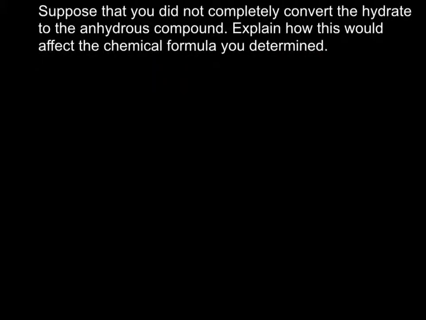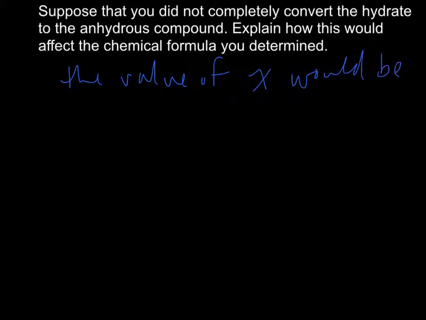So suppose you did not completely convert the hydrate to the anhydrous compound. Explain how this would affect the formula we got. Well, the value of X would also be lower, since the ratio of copper sulfate to water would be affected. So if you got a ratio of 1 to 2, you really didn't heat enough. If you got 1 to 3, you should have been more patient. 1 to 4, you're not doing bad.